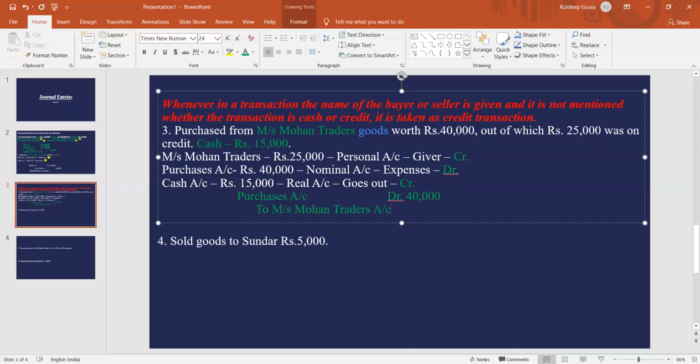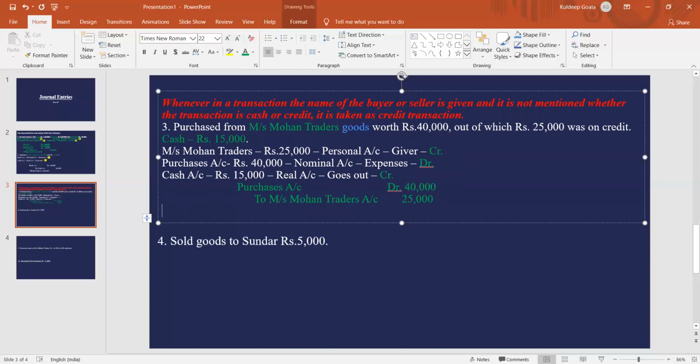Okay, account. How much will be Messrs Mohan Traders account? It is 25,000. And then comes the cash. So last one, that is cash account. How much? Cash is 15,000. Okay, there should be a differentiation between the debit column and credit column, right?